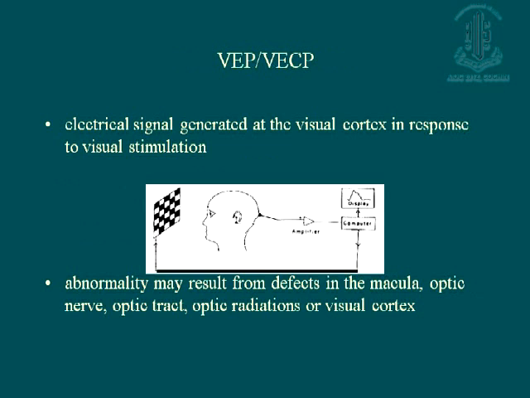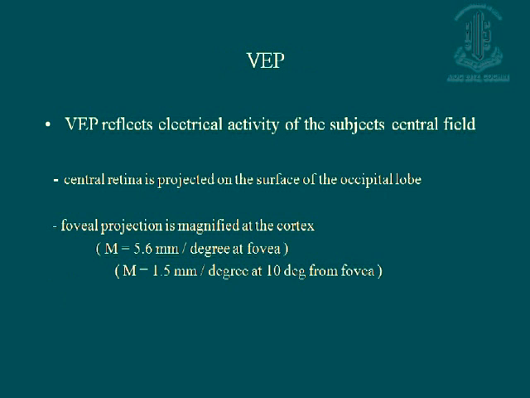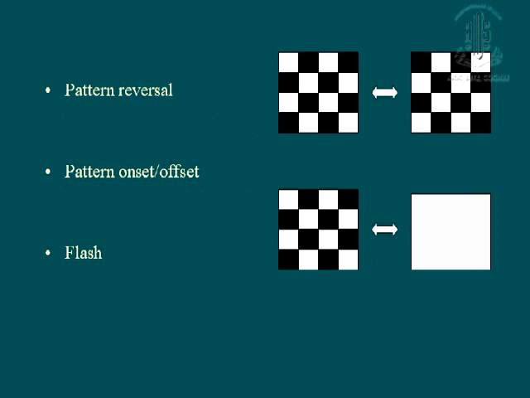Quickly going to the VEP, like we have seen, it's again a pattern stimulus which is generated at the visual cortex. Recording is at the visual cortex, and it detects abnormalities right from your macula up to the visual cortex. But having said that, it's predominantly the foveal area which is represented, because the central macula is projected on the surface of the occipital cortex, and foveal magnification is there on the occipital cortex. So what you're recording is essentially whatever is generated at the fovea itself. You have different types of stimulus. We have pattern reversal, pattern onset-offset, and flash stimulus.